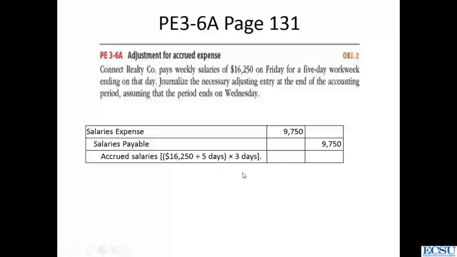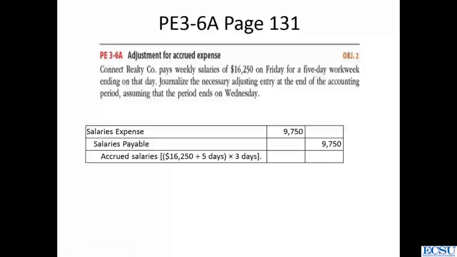The example in the book, page 3131, 36A, is Connect Realty pays weekly salaries of 16,250 on Friday for a 5-day work week ending that day. Journalize the necessary entry at the end of accounting period, assuming the period ends on Wednesday. So normally we pay on a weekly basis, but this time our accounting period is ending on Wednesday.